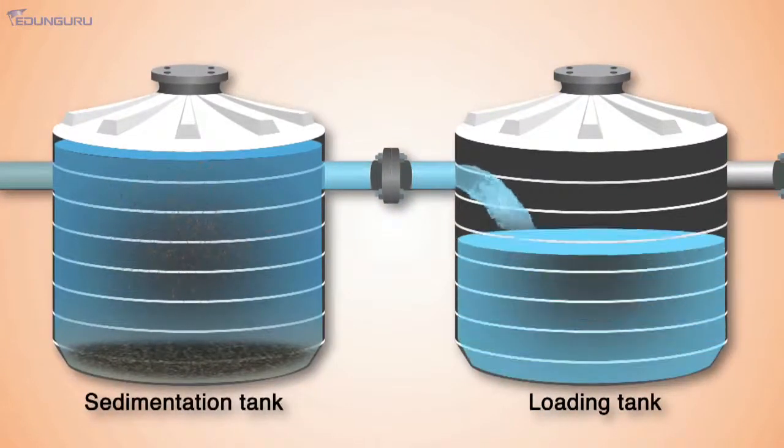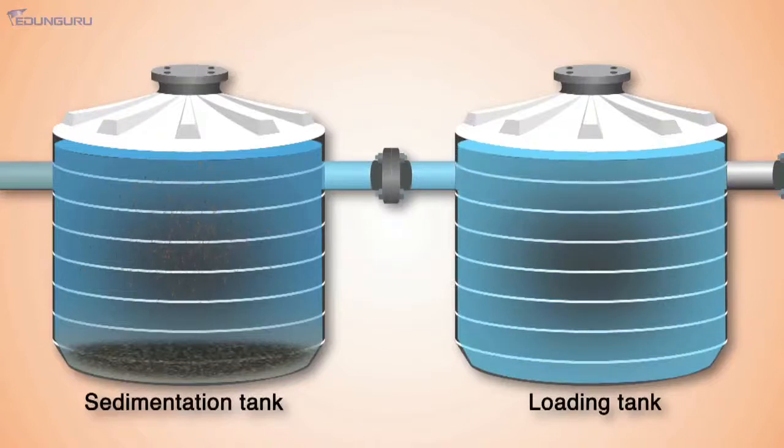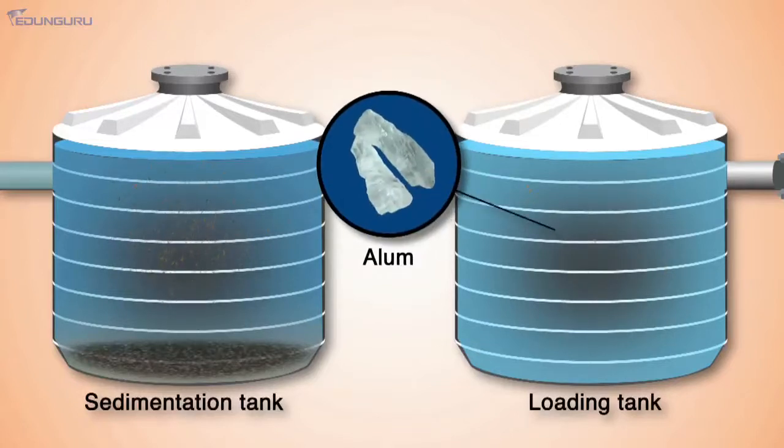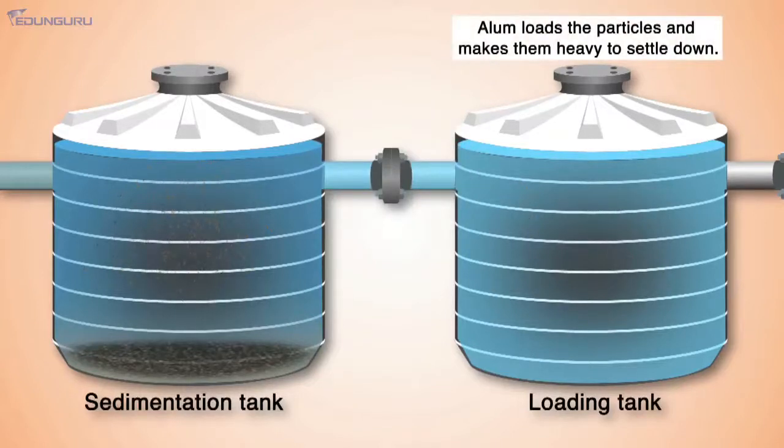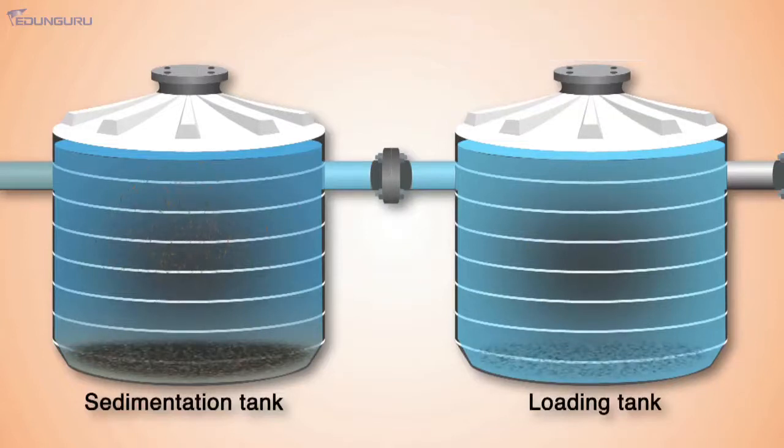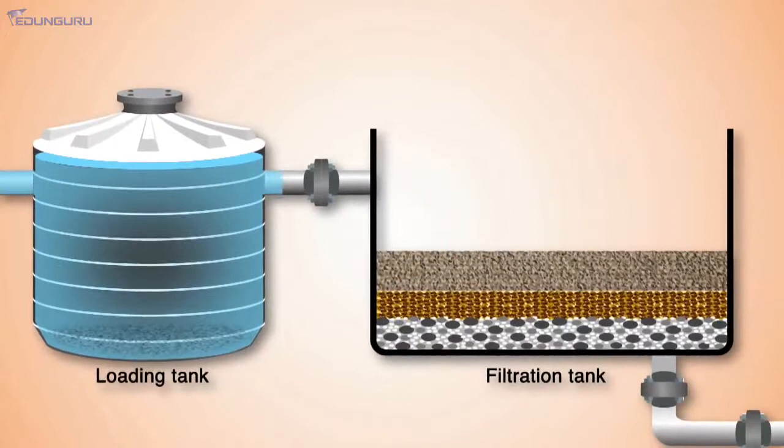Some particles are so small and their density is low, so they do not settle at the bottom in the sedimentation tank. So in the loading tank, some alum is added. This alum will load the particles and as a result make them heavier and the particles will settle down. Then the water will be sent into the filtration tank.